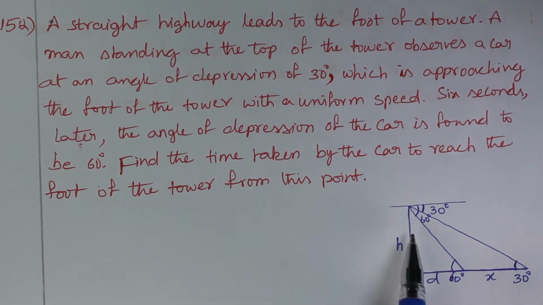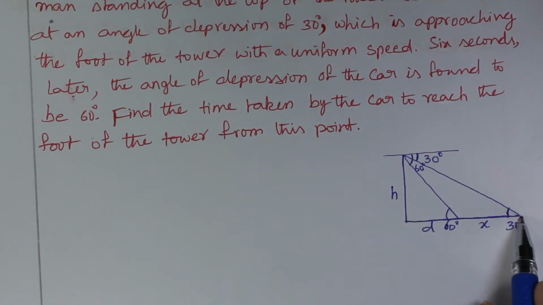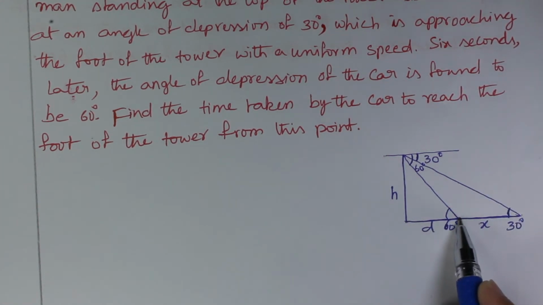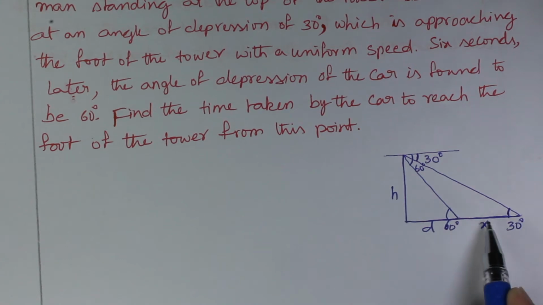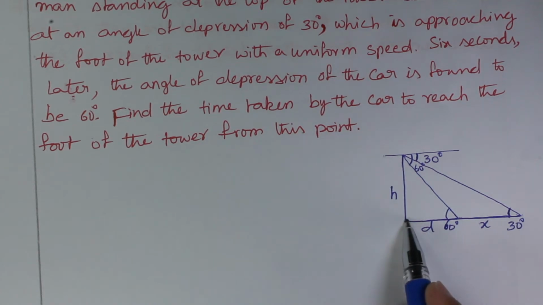So there is a car, there is a tower, this is the tower and this is the car. This car is approaching the tower with a uniform speed. So it has reached this point and the time taken to reach this point is 6 seconds. And after that this car will reach the tower. We have to find out the time taken by the car to reach this tower.